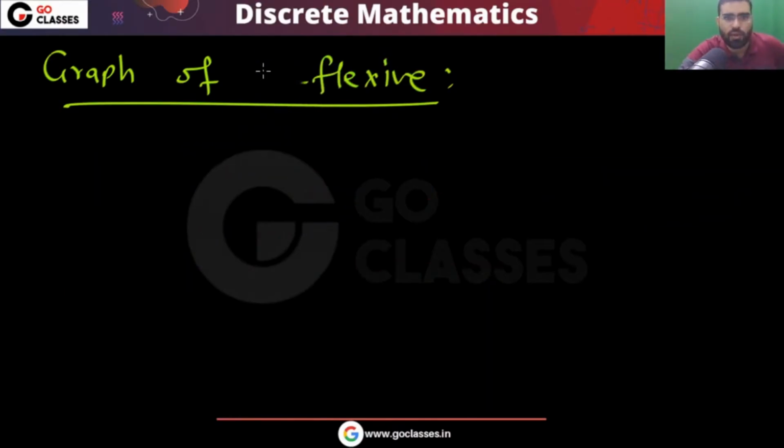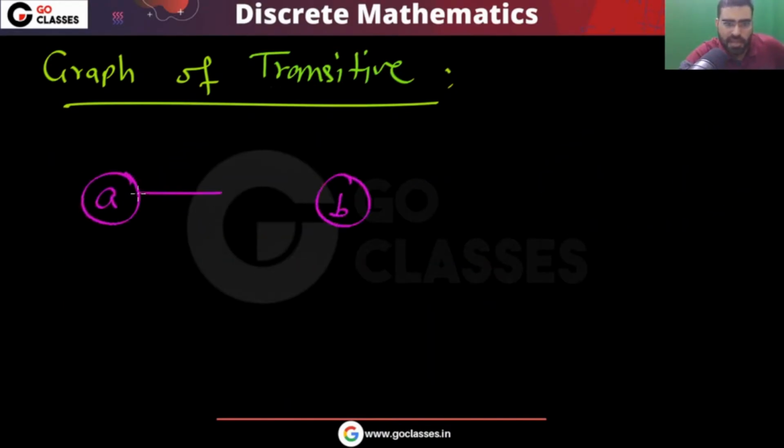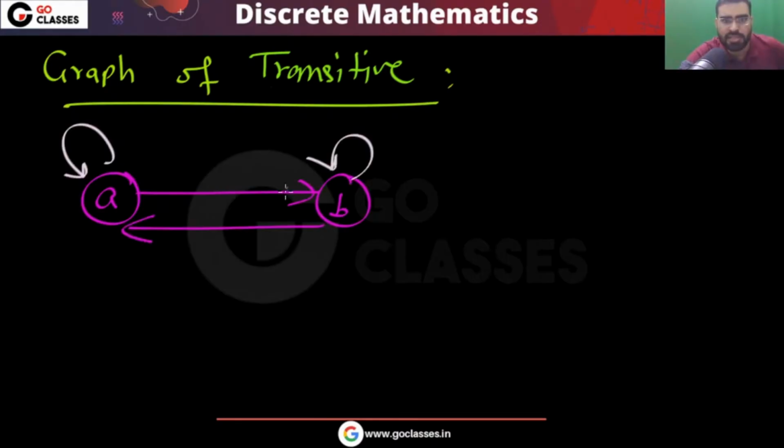Now let's see transitive. For transitive, what should happen? This is very important. If this happens, a b, then definitely this should happen. So if a is related to b and b is related to a, then definitely a should be related to a, and b should be related to b. This is your case one.